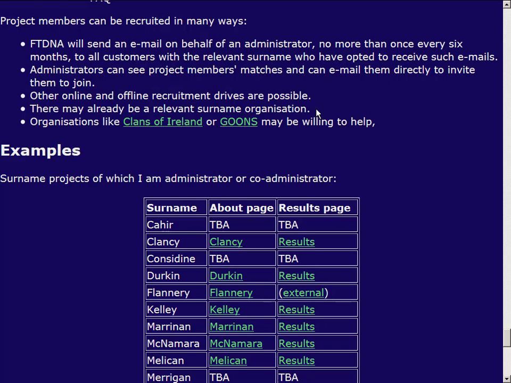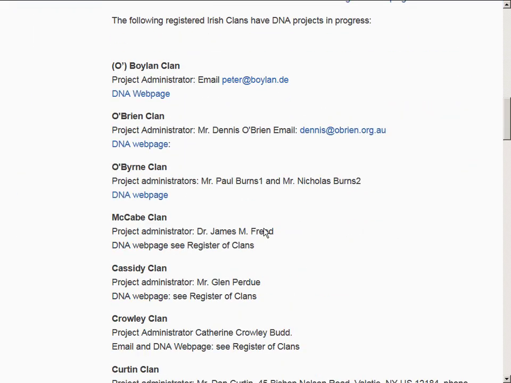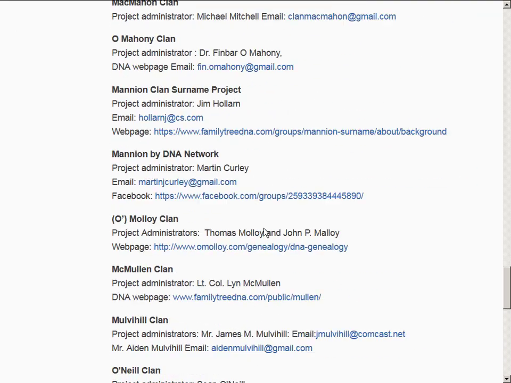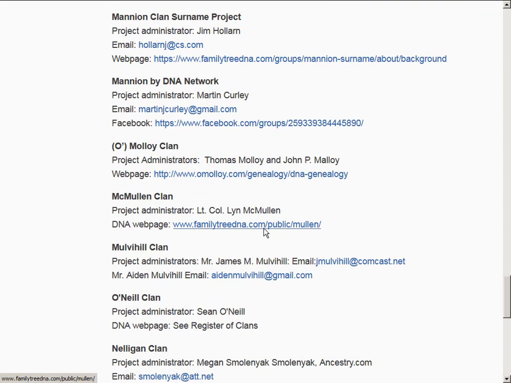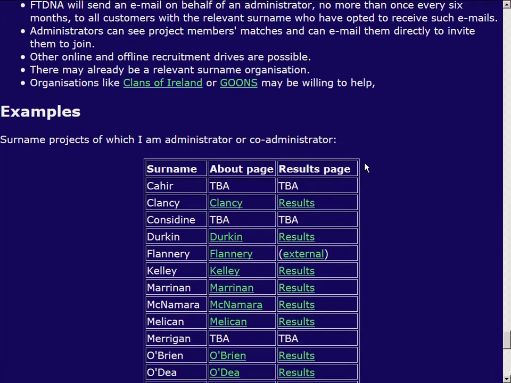There may be a surname organisation already. Clans of Ireland keeps a list of clans who run DNA projects, and you could ask them to put up your new project in that list. There's projects for O'Boylan, Bryan, Byrne, McCabe, Cassidy, Crowley. Again, if your surname isn't in there, join Clans of Ireland and ask them to add you to that list. Guild of One-Name Studies may help.